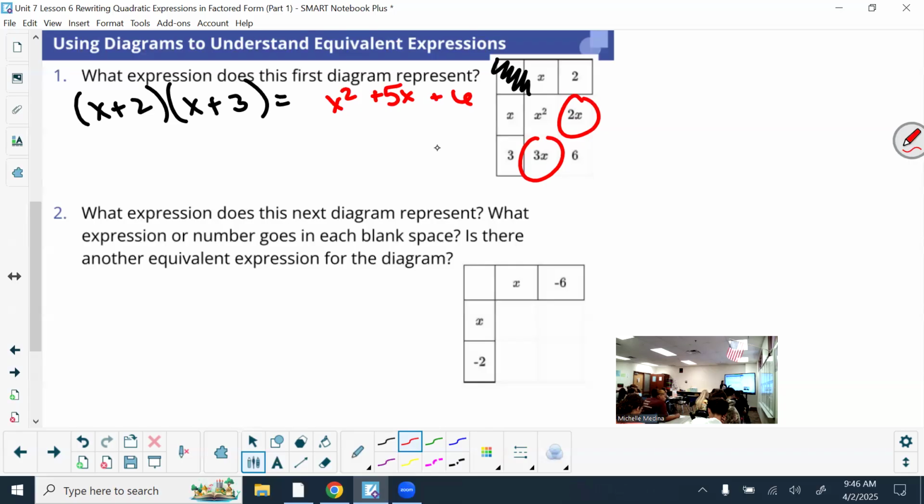So now try this one. If this is the setup, what goes in each individual box? And what would be my factored form and standard form? So kind of like this, but there's also some other parts missing. I'll give you about a minute or so.